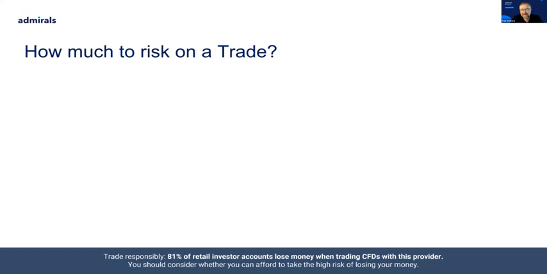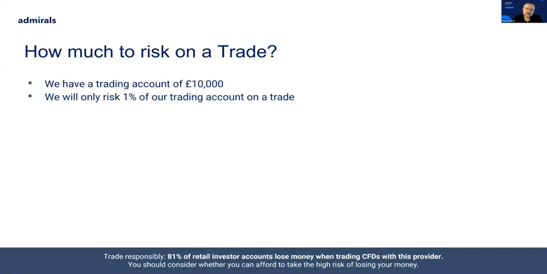And so we're just going to have a little introduction to position sizing, okay? But we'll do more of that in a future session. So let's say that we have a trading account of £10,000. And we've decided that we are only going to risk 1% of our trading account on a trade. We've identified a trade, it looks great, we want to take it, but we're only going to risk 1% of our trading account on a trade.